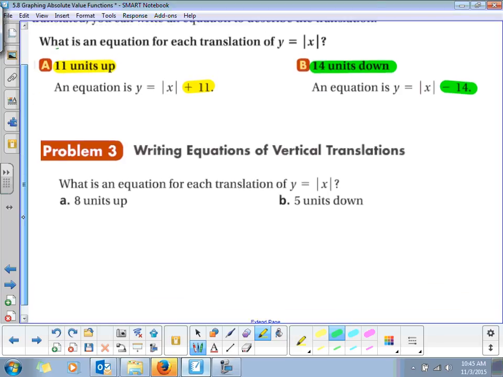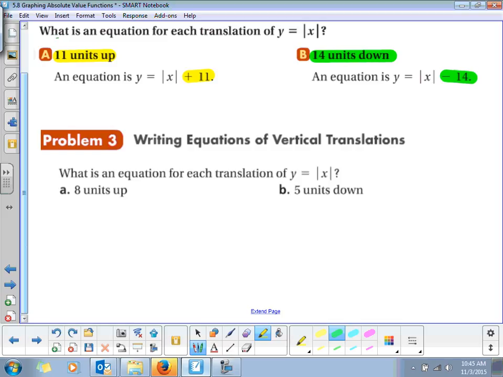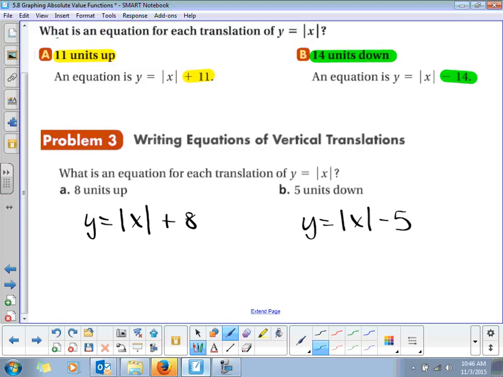So, if we want to try these ones on our own down here, what is an equation for each translation of y is equal to the absolute value of x? Georgianne, how about letter A? Y is equal to the absolute value of x plus 8. Very good. Christian, how about now letter B? Y equals the absolute value of x minus 5. Very good. And that's all there is to it. Any questions? Very simple so far? Do you have to show work, or do you just write the equation? That's it. Okay.